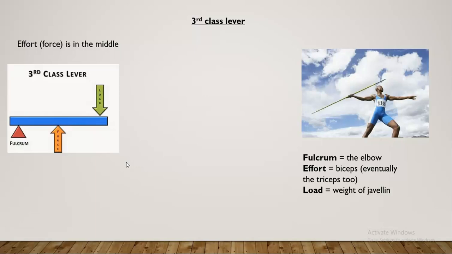Now we can look into the detail of the third class lever. Now we know on this one that the effort will be in the middle, the load will be on the side, and the fulcrum will be on the side again. So we could use the example of a javelin throw of the arm. We know that the fulcrum will be the elbow over here. And we'll know that the effort will be the biceps and eventually the triceps too. And then we know that the load will be the weight of the javelin that they're throwing. So that's the example of the third class lever.